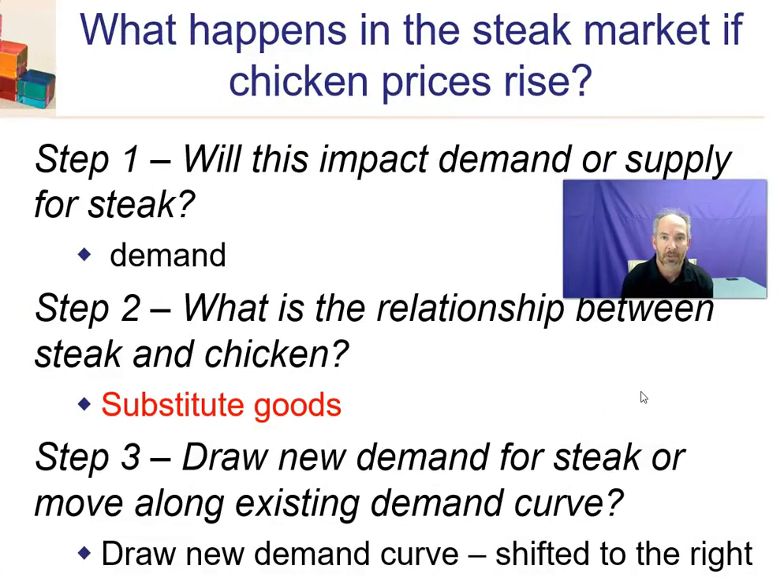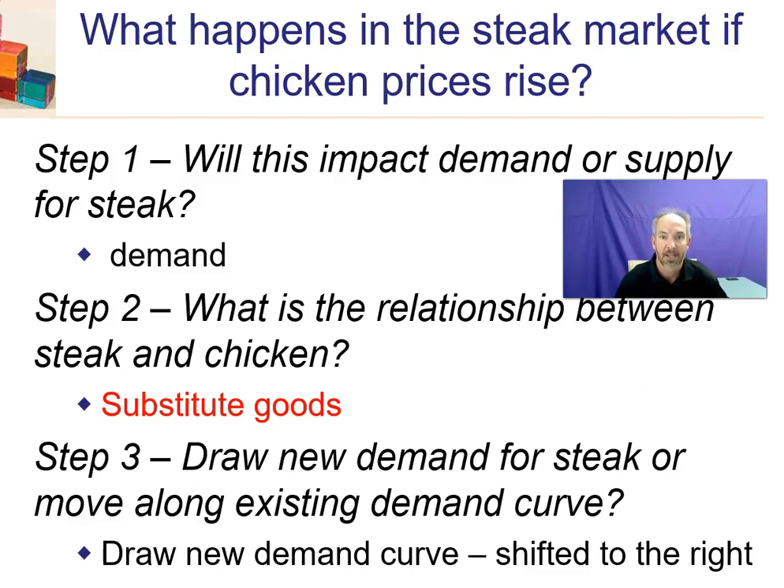So consider the following scenario. We're examining the steak market and we want to know, hey, what happens to the new equilibrium if there is a rise in the price of chicken? The first step to answering this question is determine, will this impact demand or supply of steak? And in this scenario, we're talking about demand changing.